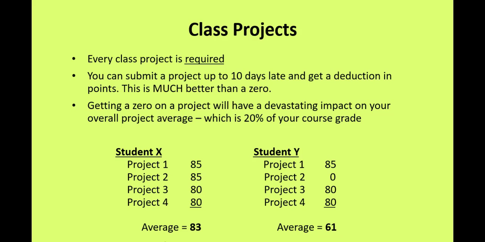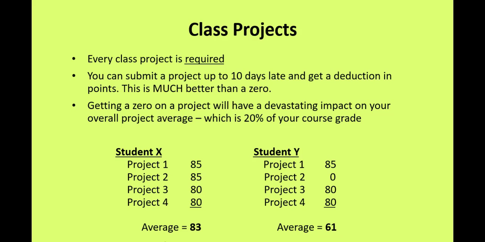So if you look at student X here, student X has done 4 projects. They got an 85 on the first 2 and an 80 on the third and fourth project. So they had an 83 average in the class. While student Y got the same exact scores, but they didn't submit project 2, so they got a 0. So student X has an 83, which is a B, and student Y has a 61, which is a D, and is almost failing because they missed just one assignment.